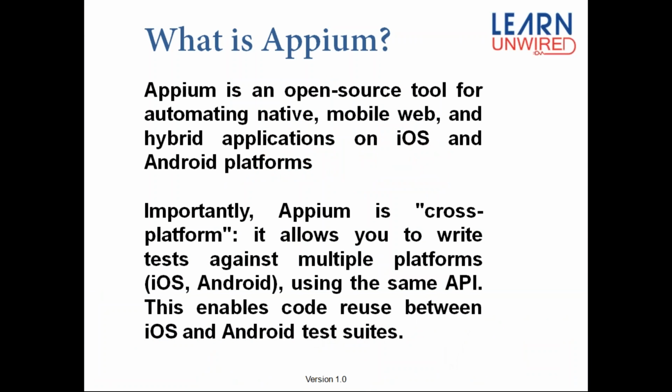So now quickly, what is Appium? Appium is an open source tool for automating native, mobile web and hybrid applications on iOS and Android platforms. Importantly, I would like to mention that Appium is cross-platform. It allows you to write tests against multiple platforms like iOS and Android using the same API, and this enables code reuse between iOS and Android tests. So you can use the same test code for both platforms, iOS and Android.